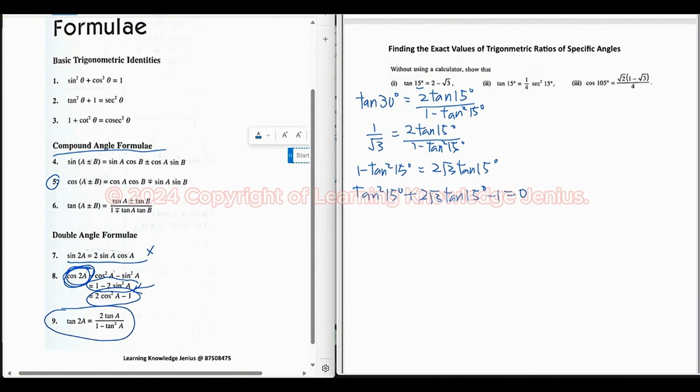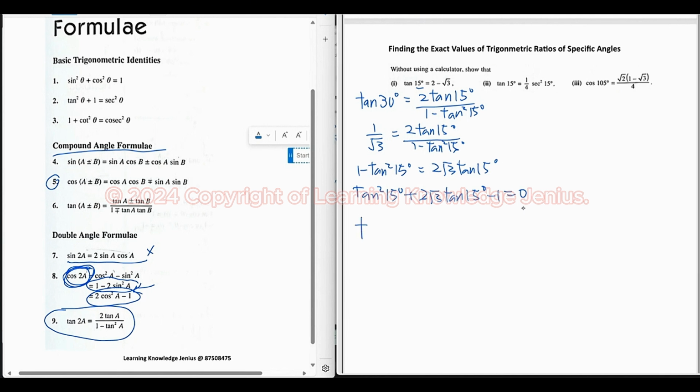For this one, you would definitely not use the calculator's mode 3 to solve it, because you have a 2 square root 3 in front. How to do this kind of question? It has become a quadratic equation already, so we can use the quadratic formula to solve it.